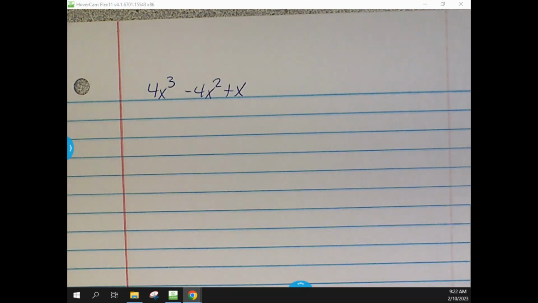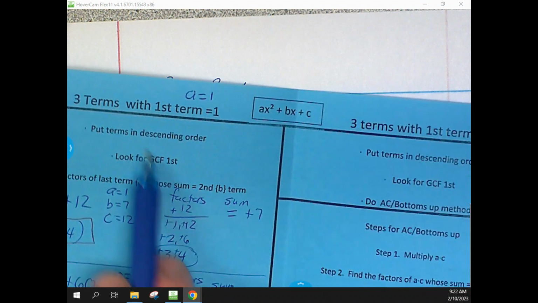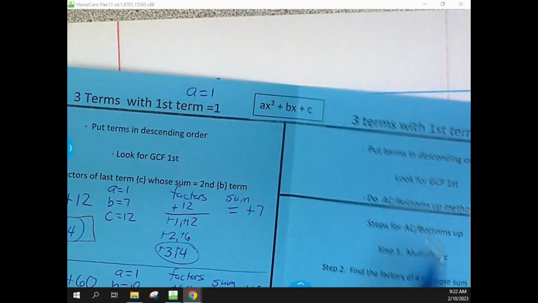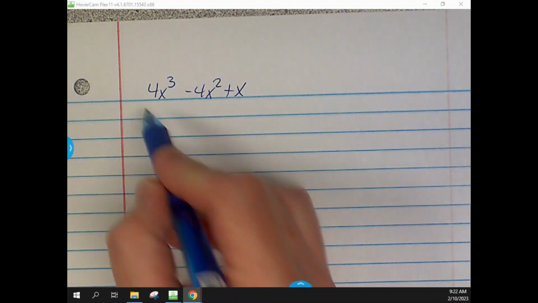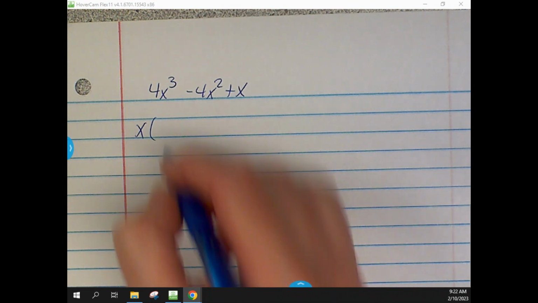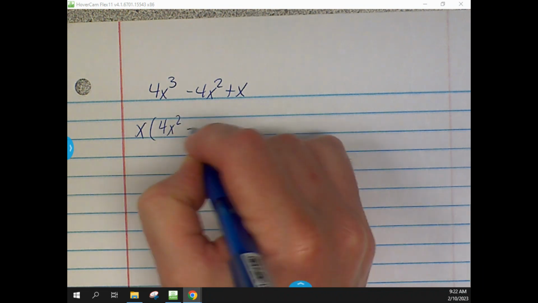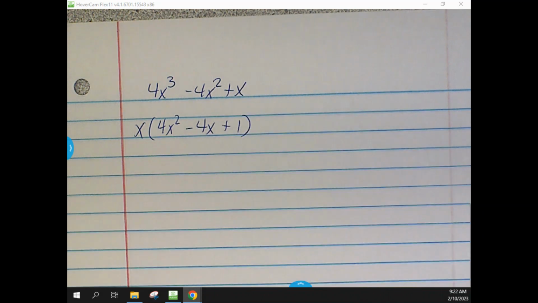But first thing with this one is, again, if you go back to our trinomials yesterday, what we said we were going to do is you always put the terms in descending order. You're always going to look for a greatest common factor first. Doesn't really matter what it is. So in this one, the terms are in descending order, but they all have an x in them. So the very first thing you would do is go back and divide everything by x, which means you'd have to take an x out of every single one of them.